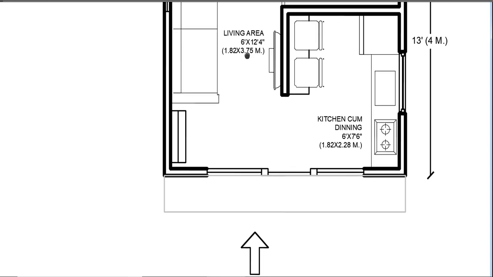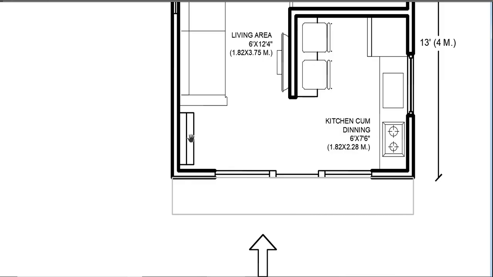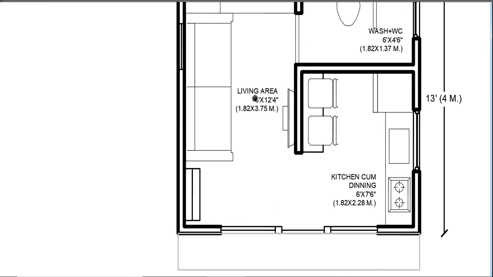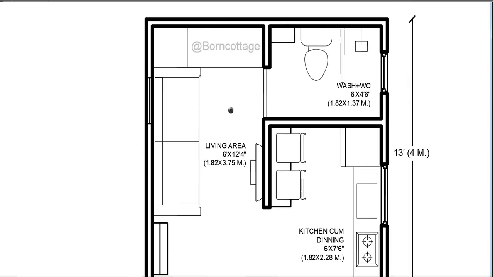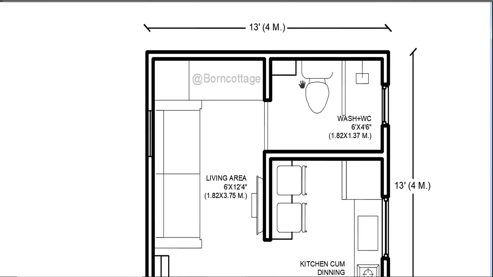And if we go on the left side, first we have the library section here, and if we go inside, we have the living area. You can see here the sofa arrangement, TV unit on the front wall and a single bed, and on the right side we have a common use washroom plus water closet.